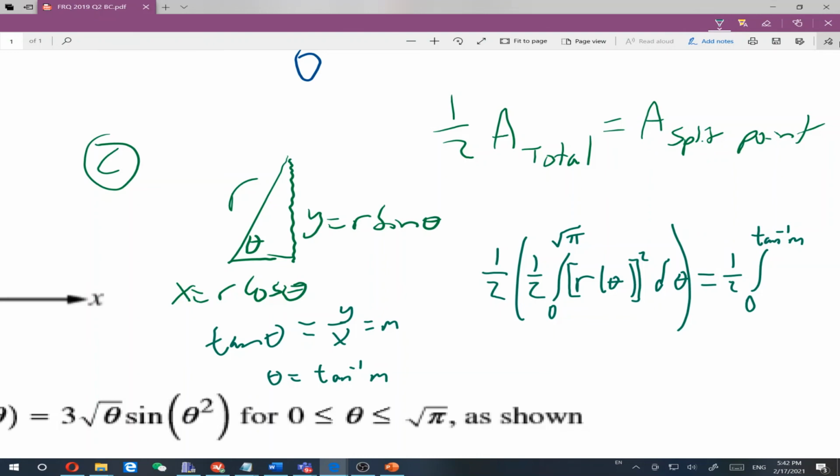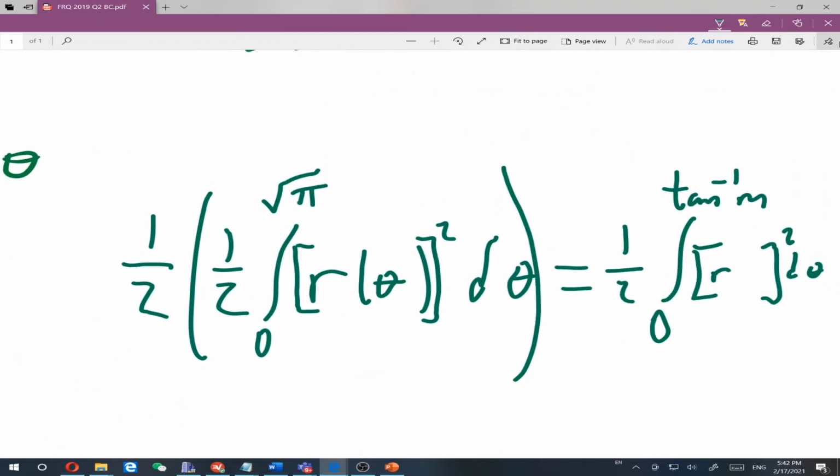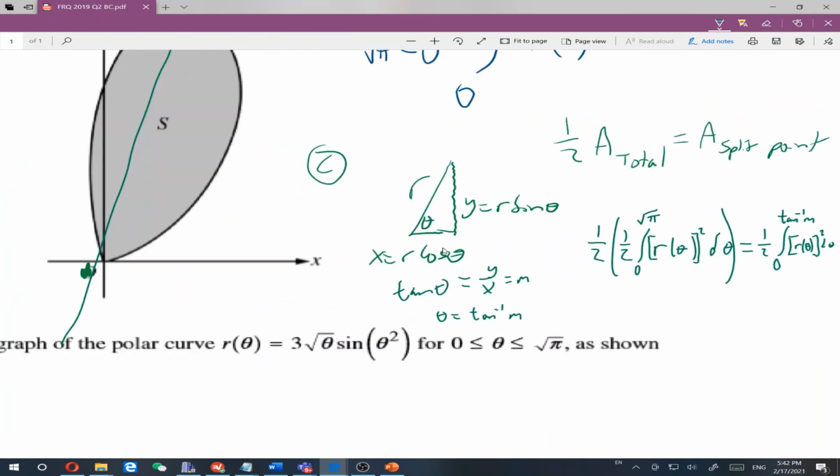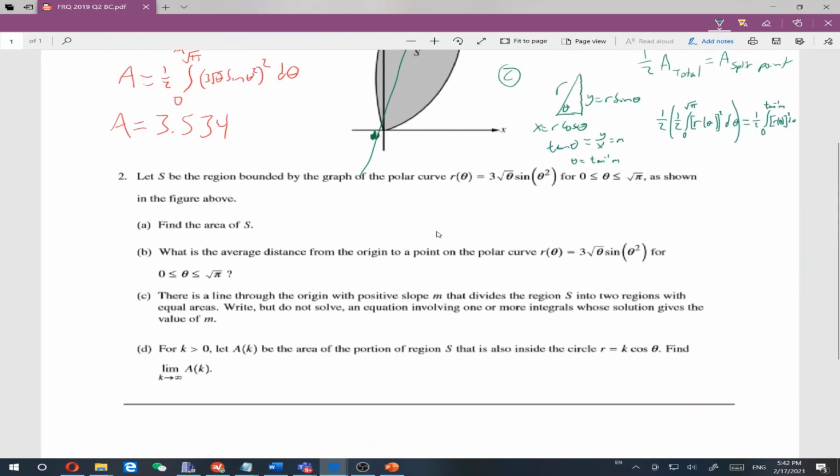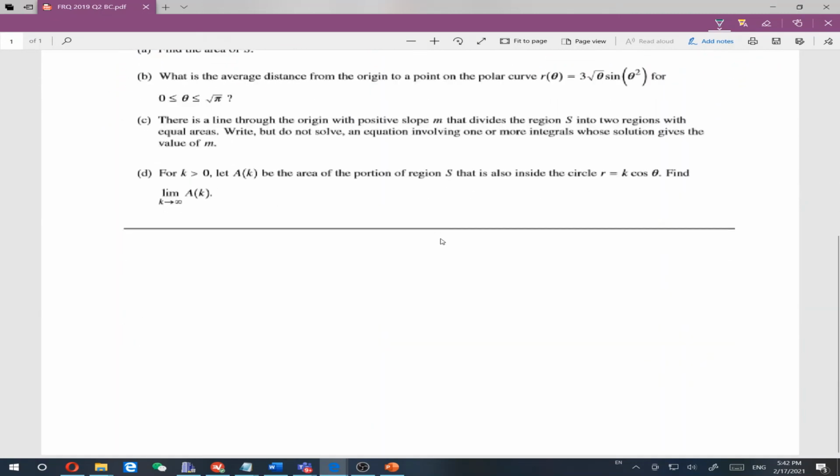R theta squared d theta. Okay. Get this parentheses cleaner too. And we should be good. Okay, hopefully that's right. We'll check after this. So I haven't actually seen the scoring guides yet.